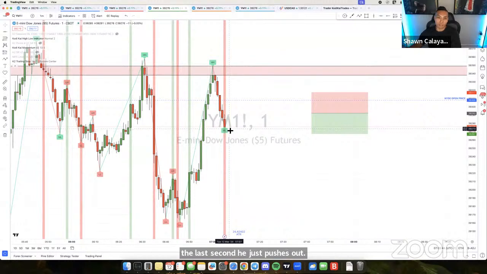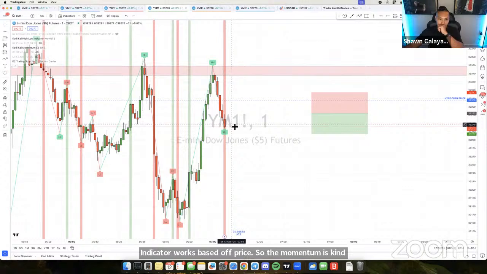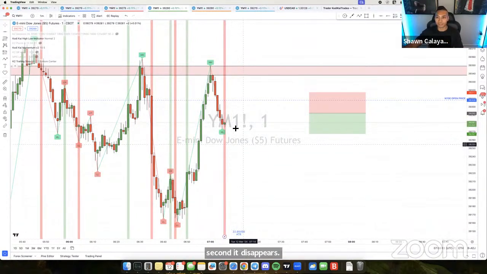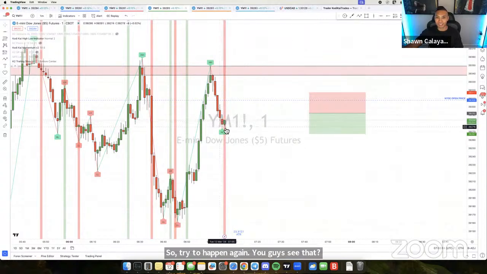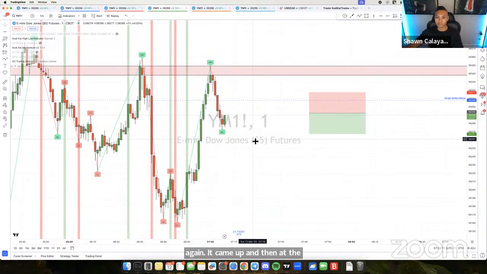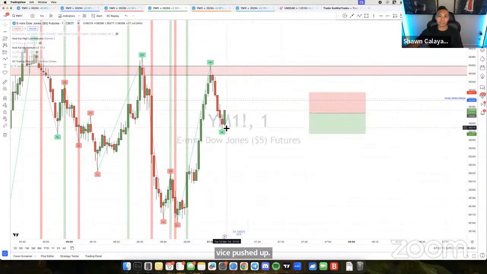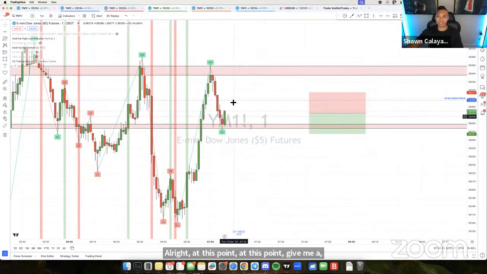Nick said he's never seen it. No, I've seen it a lot of times because the way my momentum indicator works is based off price, so the momentum is kind of following it. If price gets pulled back at the last second, it disappears. So, oh my God, it happened again. You guys see that? It came up and then at the last second, price just pushed up. All right, at this point, give me an invalid signal, and then we'll have a double body right here, and then we'll just take it back to the upside.